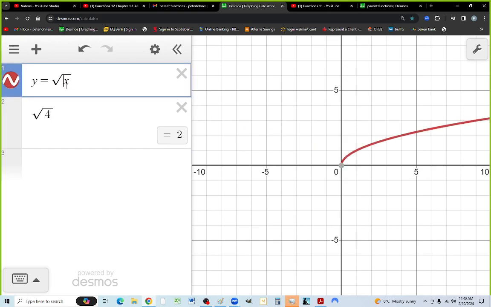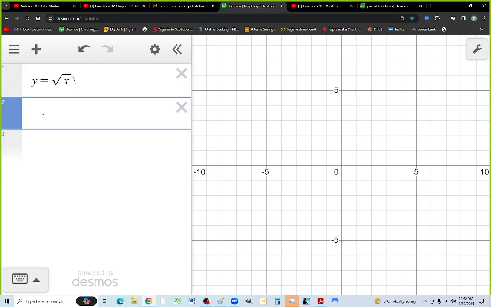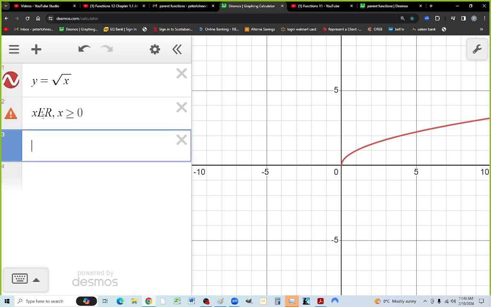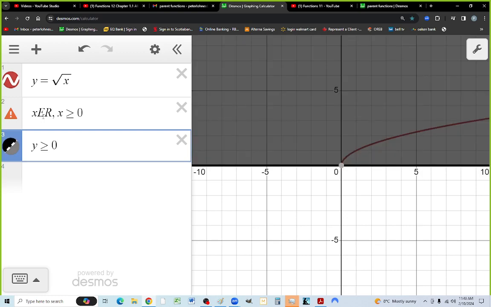So you can see I'm only talking about the parent function, and they only want you to be concerned with the parent function. Just be aware we can do what's called transformations of parent functions, and we can make them face all sorts of different ways. But the parent function is what they want you to learn. And for this parent function, x is bigger or equal to 0. What about y? Well, it looks like the y's are only above, right? Y is bigger or equal to 0 as well.